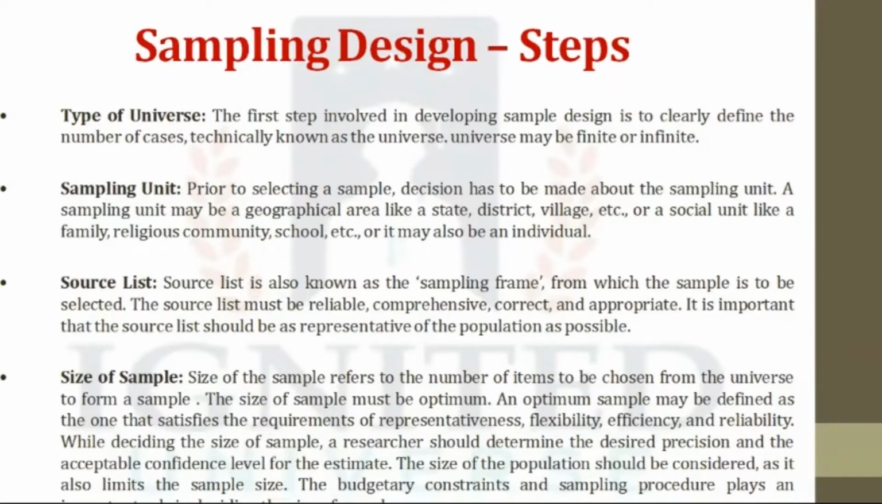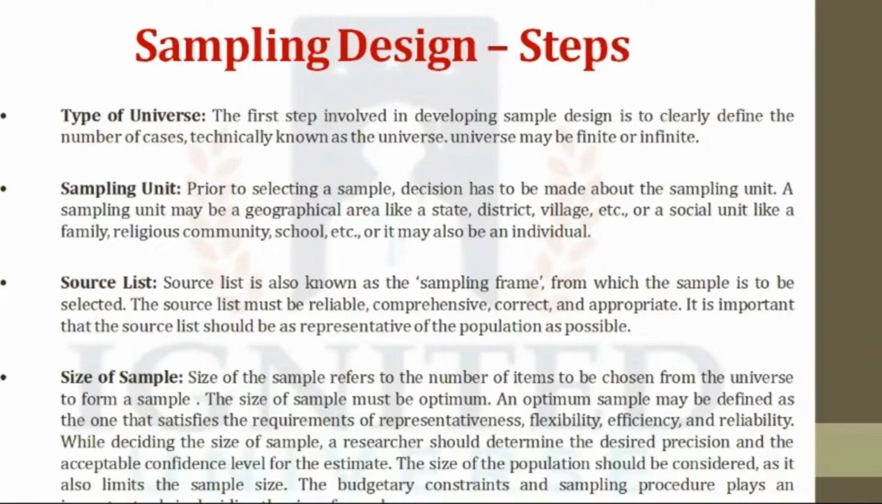Then the last step in effective sampling design is the size of the sample. Size of the sample is the most important step in the sampling design, where we denote capital N as the population size and small n as the size of the sample. The size of the sample must be optimum. An optimum sample size may be defined as the one that satisfies the requirements of representativeness, flexibility, efficiency, and reliability.